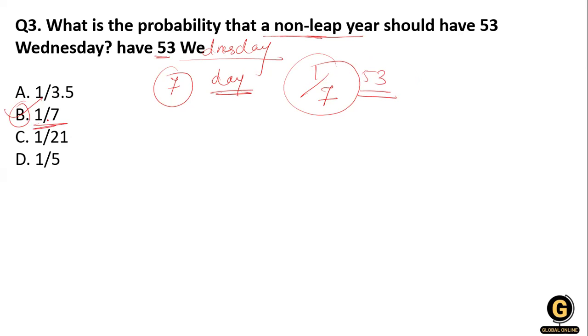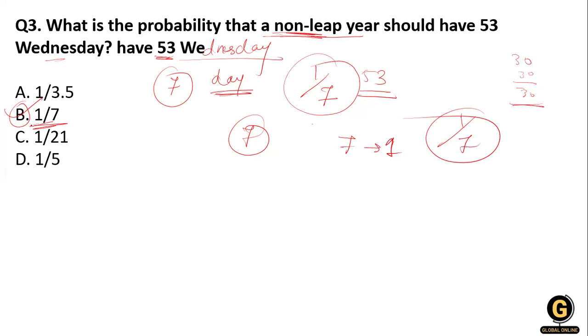The only thing we have to do is see what he is asking about: the probability of having 53 Wednesdays. Again, I'm repeating the answer. He's talking about a non-leap year, that means 30 days, 30 days. So there should be 53 Wednesdays. How many possibilities do they have in the week? There are 7 days in a week, and out of 7 there is 1 Wednesday. That's why the ratio is 1 by 7. So option number B is correct over here.